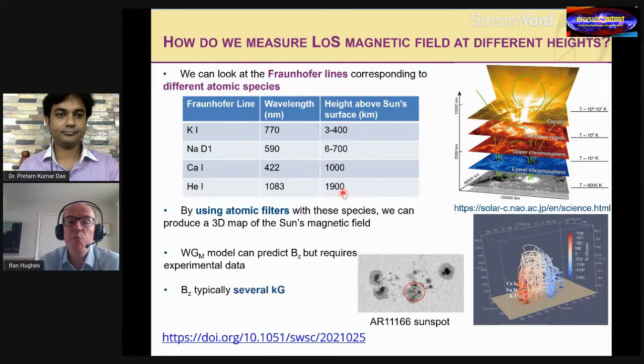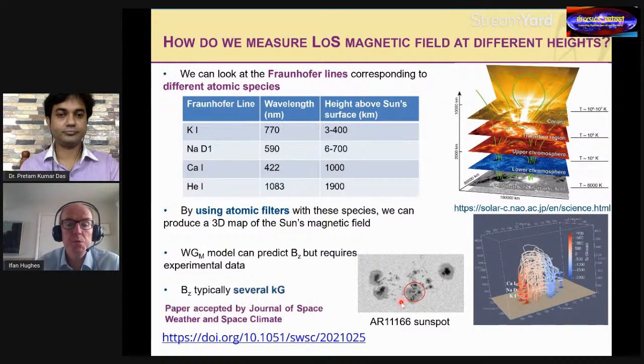So the idea is, if we look at different atoms on the sun, we can measure magnetic fields at different heights, and that's the information that the mathematical modeling needs to tell us about the magnetic field behavior. So if you look at the sun, there are these objects known as sunspots, and the idea is we're going to be able to quantify the magnitude of the magnetic field in these active solar regions by using atomic filters here on Earth. So you can read about our paper, which has just become available, on how we're intending to do that in this journal.